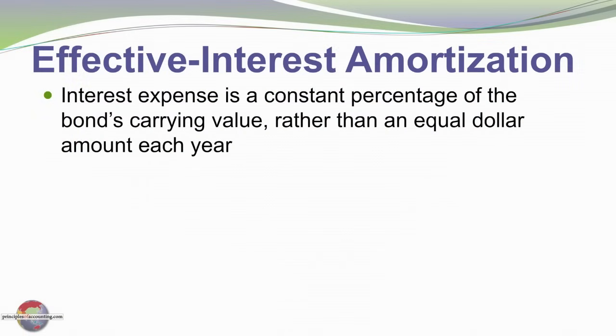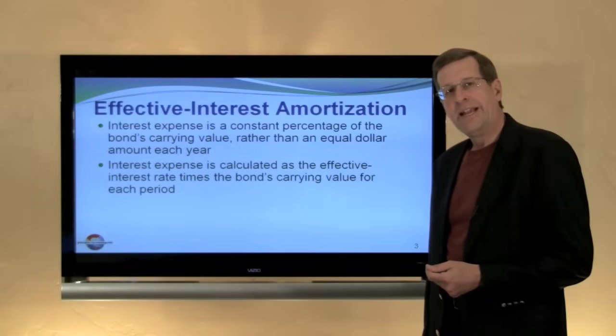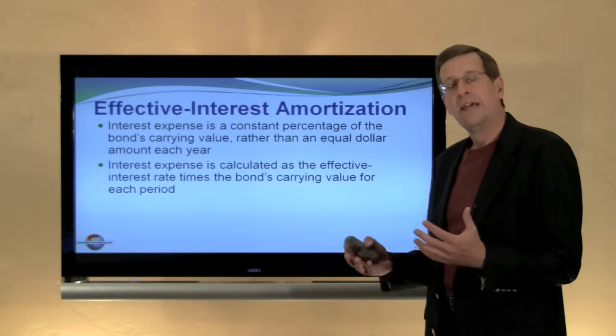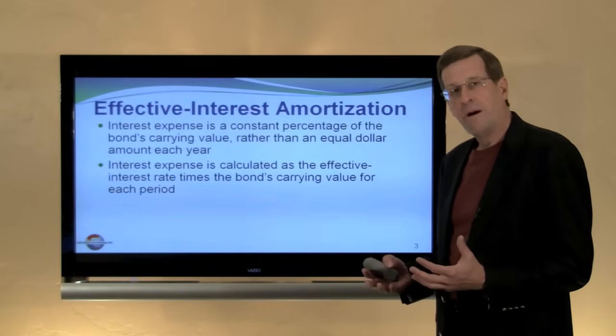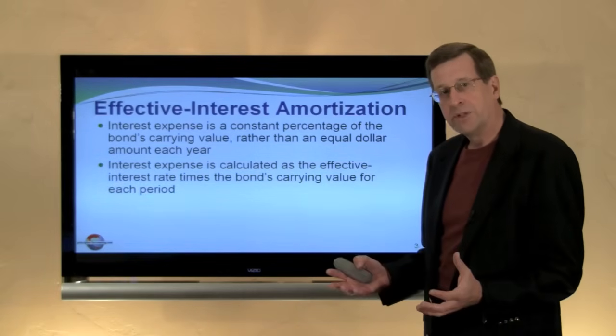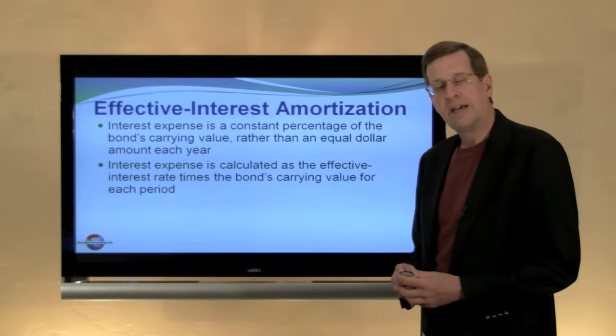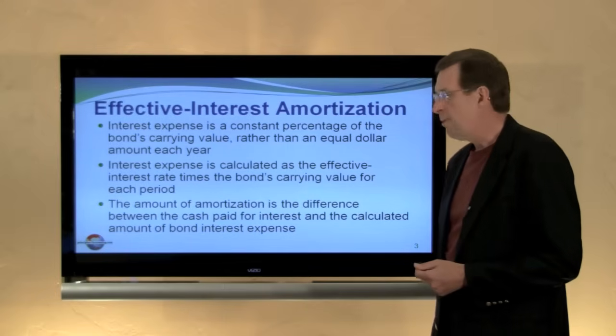Let's first recall, under the effective interest amortization method, interest expense will be recognized as a constant percentage of a bond's carrying value rather than as an equal amount each period, as was the case under the straight line approach. Interest expense is calculated as the bond's carrying value, that is, the face amount of the bond or par amount plus any unamortized premium or minus any unamortized discount, the net of those amounts, the carrying value, times the effective interest rate that was implicit in the bond at the time it was issued. And we'll see examples of this in a moment.